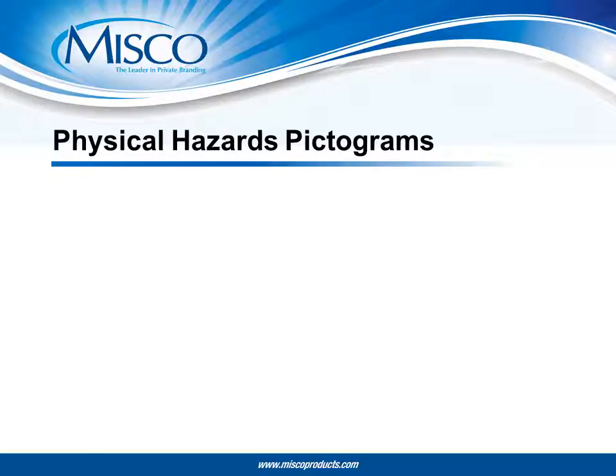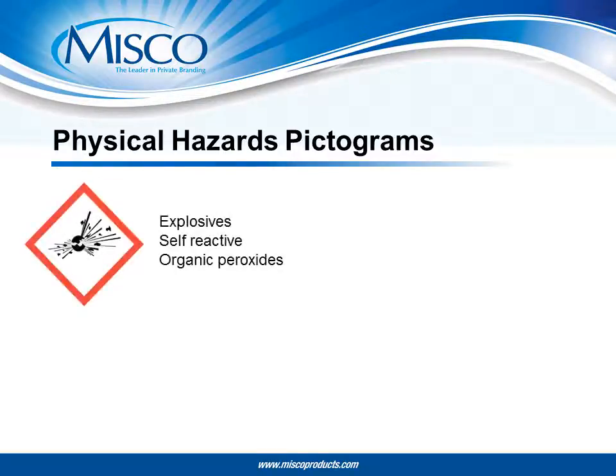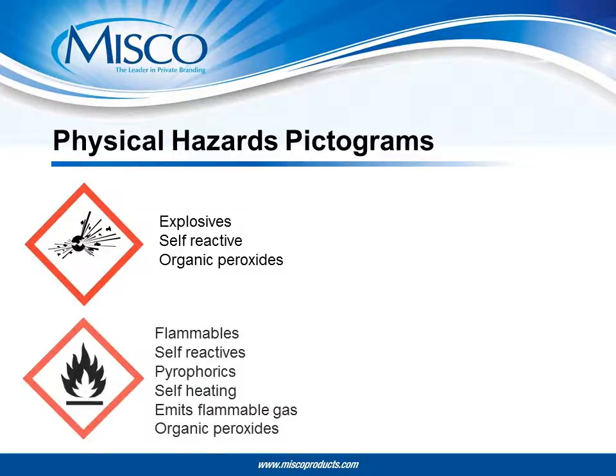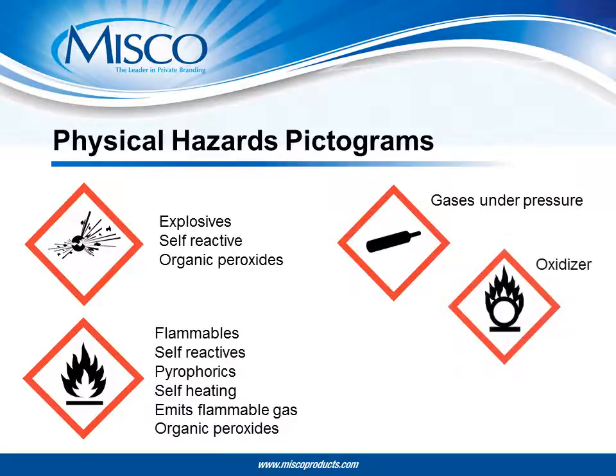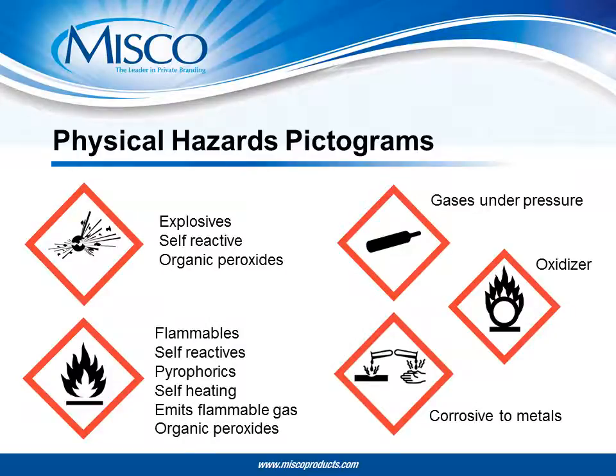Physical hazard pictograms. The pictogram where a product is exploding is explosive, self-reactive, organic peroxide. The pictogram of a flame is flammables, self-reactives, pyrophorics, self-heating, emits flammable gas, and organic peroxides. The gas cylinder pictogram is gases under pressure. The pictogram with the circle and flames is an oxidizer. And the pictogram with the substance being poured onto a surface is for corrosive to metals.